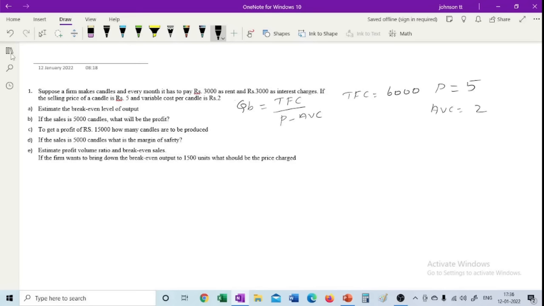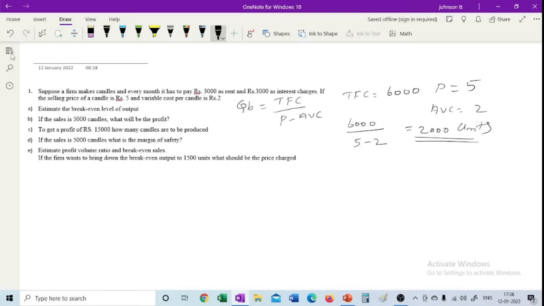So we have everything now. So TFC divided by P minus AVC. So that is 6000 divided by 5 minus 2. So that is equal to 2000 units. So this is the break-even level of output.